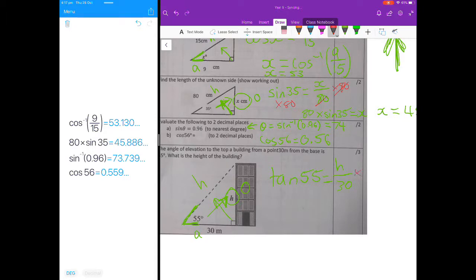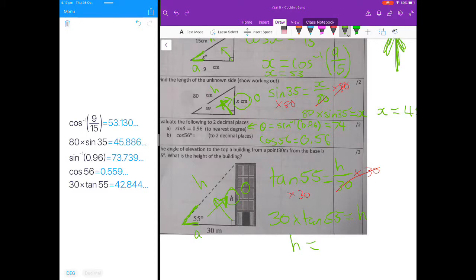As we did before, we're going to be timesing both sides by 30 to get rid of that 30 under the h. Gotta love cancelling things out. Leaves us with 30 times tan 55 on the left and just h on the right. Time for a calculator. Really, really have a calculator for your trig part. Like, honestly, it's not worth it otherwise.